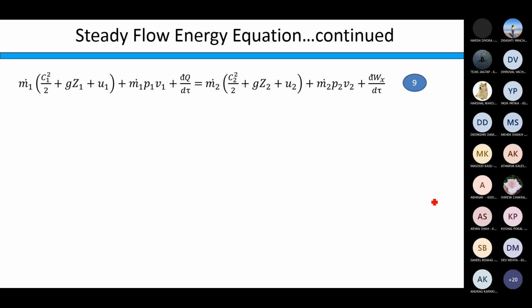So this is done here in equation 9. You have this lengthy equation: m1 dot into bracket C1 square by 2 plus g z1 plus u1, plus m1 dot p1 v1, this is the flow work, plus d bar Q by dt. This must be equal to m2 dot into the bracket. The same quantities are there, only the suffix is different. And remember, this d bar Q by dt is on the left hand side of the expression, and d bar Wx by dt is on the right hand side of the equation.